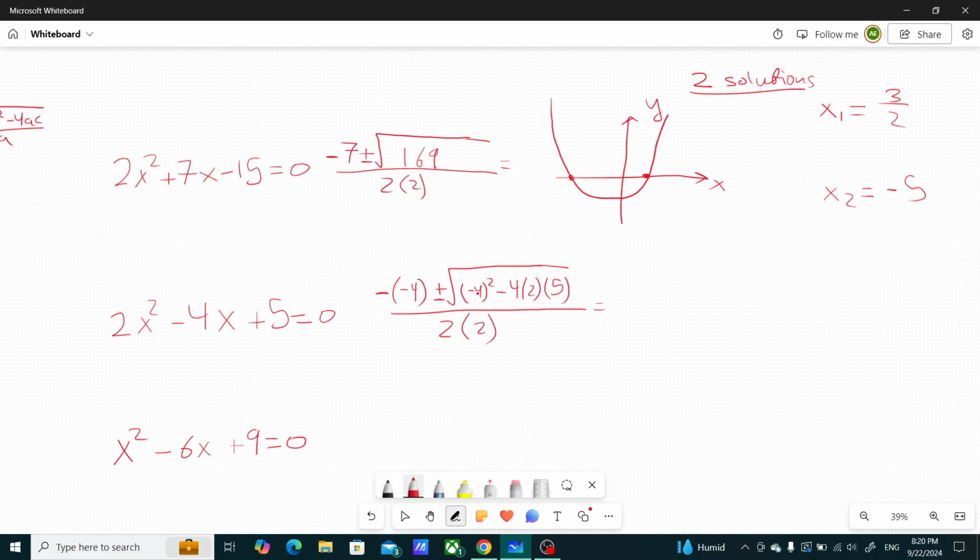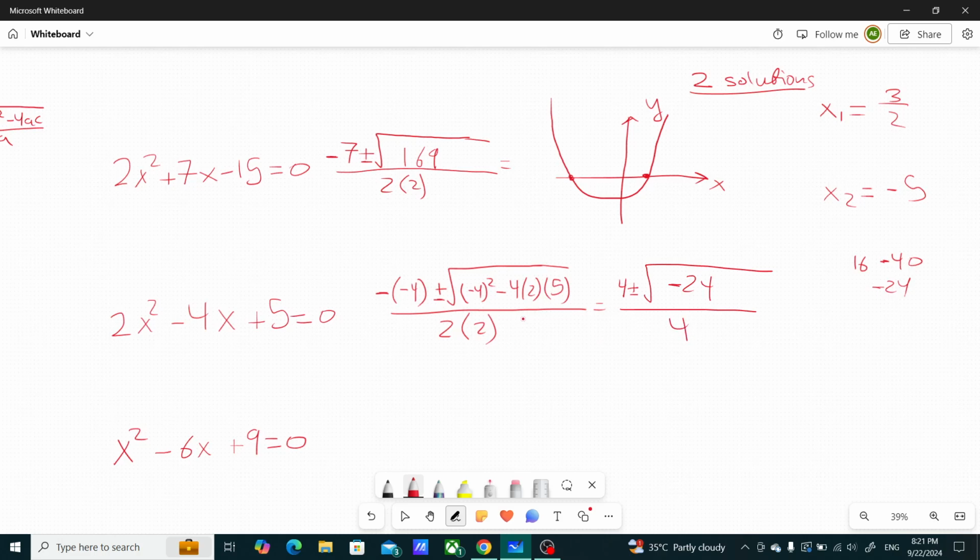Negative times negative 4 gives me a 4, plus or minus the square root. Inside, negative 4 squared is 16, minus 4 times 2 is minus 8, and minus 8 times 5 is minus 40. So we have 16 minus 40 inside the square root. That gives me negative 24, all over 2 times 2, which you can rewrite as 4.